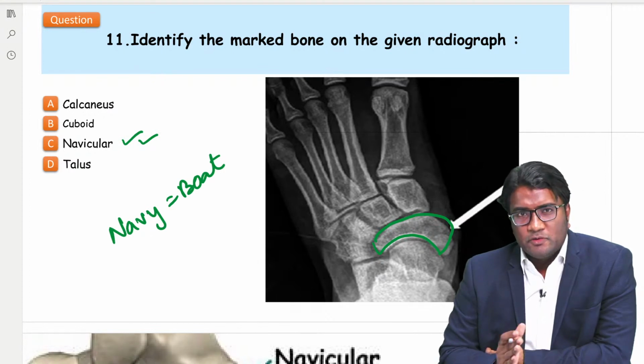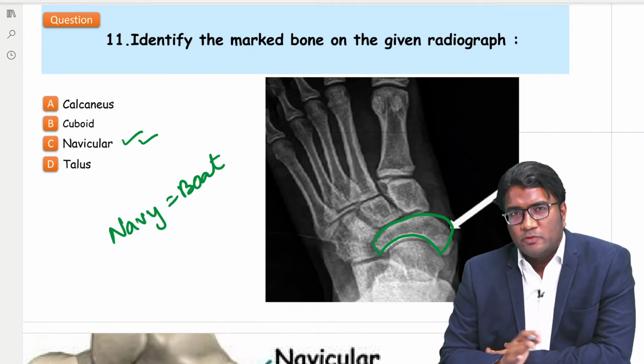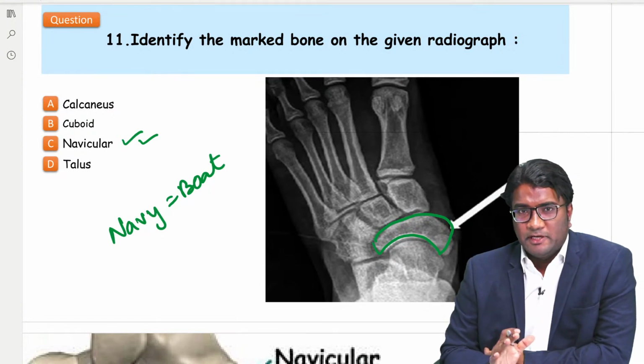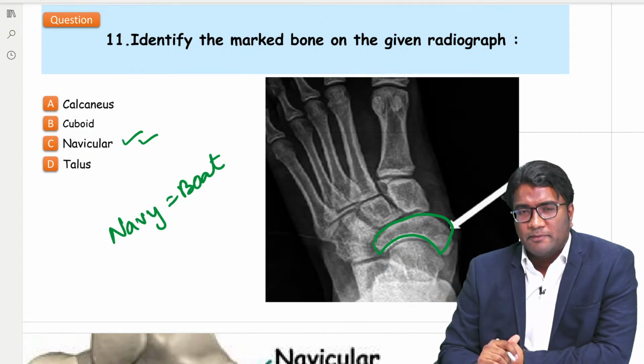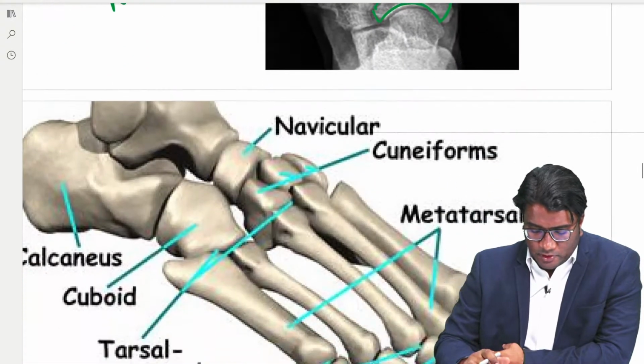So it's important to look at the carpal bones and the metacarpal bones carefully, the tarsal bones, the metatarsals, and how to label them. Especially your carpal bones and tarsal bones, you should learn your labeling properly, right? So let me just help you out with it.